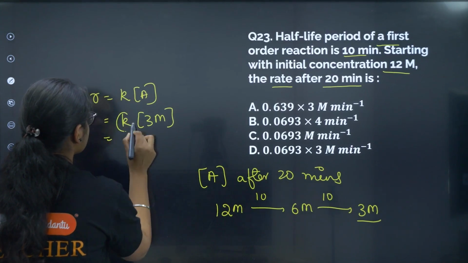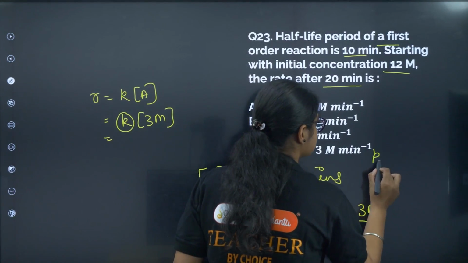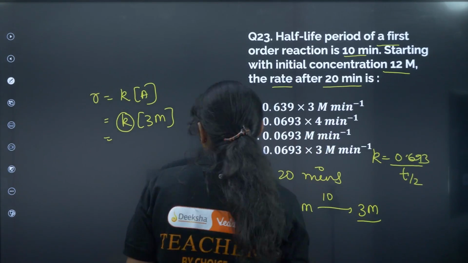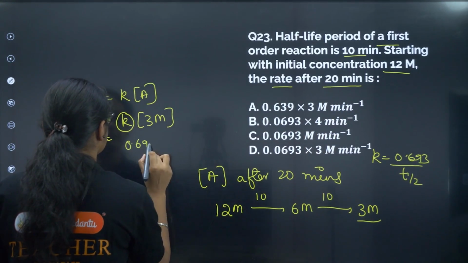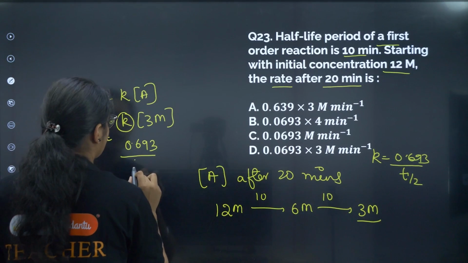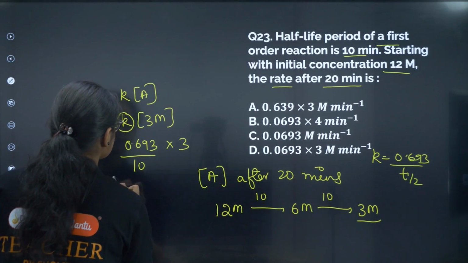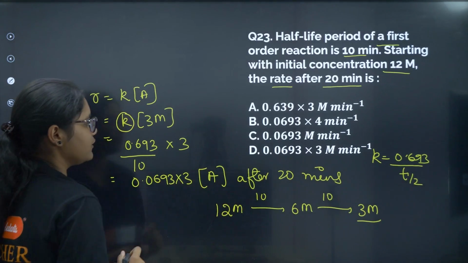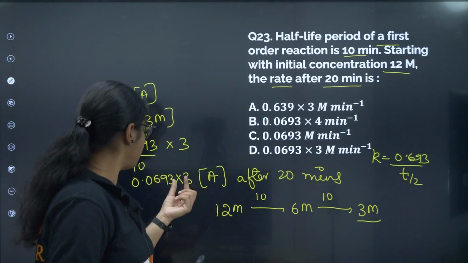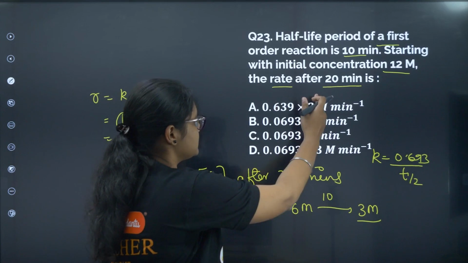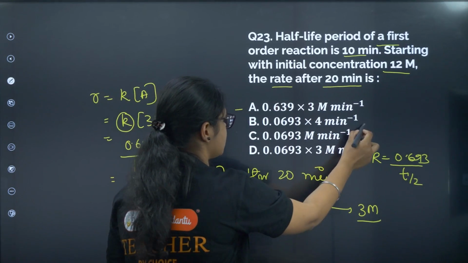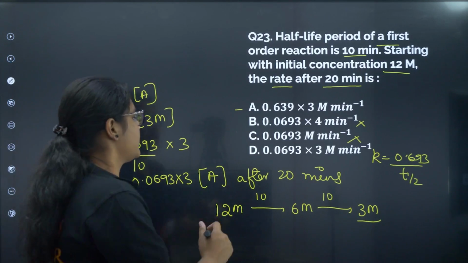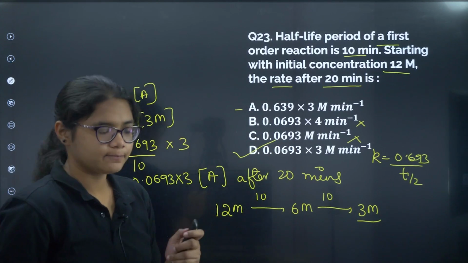Now how to put the value of K? We know K is 0.693 by T half, right? So I can write 0.693 by T half, which is 10 minutes, into 3 molar. So we'll get 0.0693 into 3. You need not solve it fully. If you have solved only up to 3 molar, you can easily see there are 2 options with 3 molar, so we can eliminate these 2 options and just check A and D. The correct answer for this question is option D.